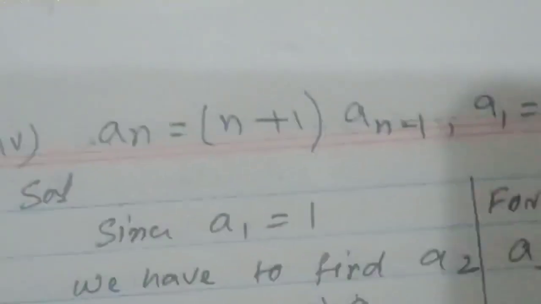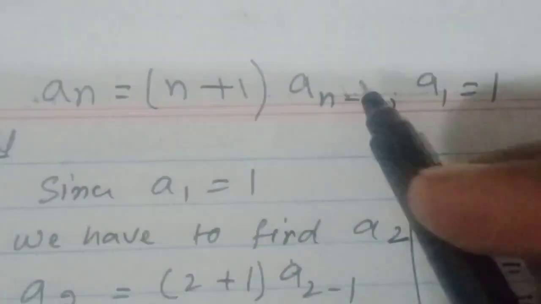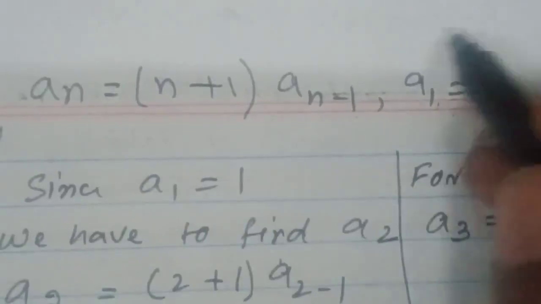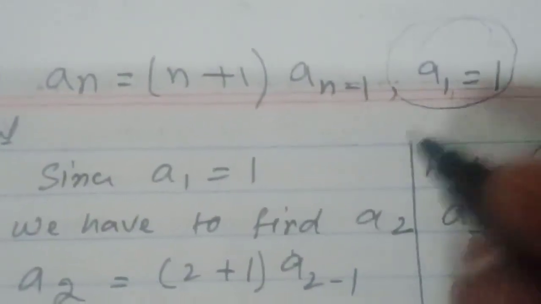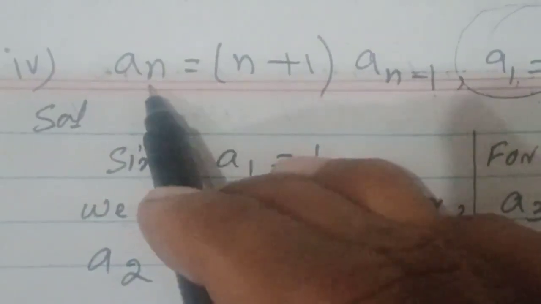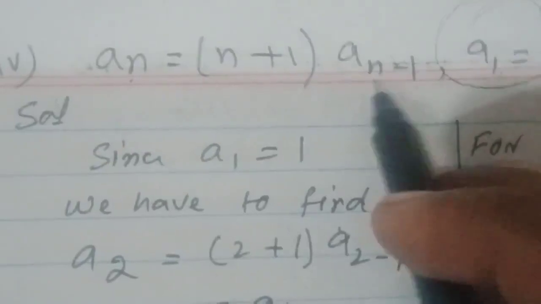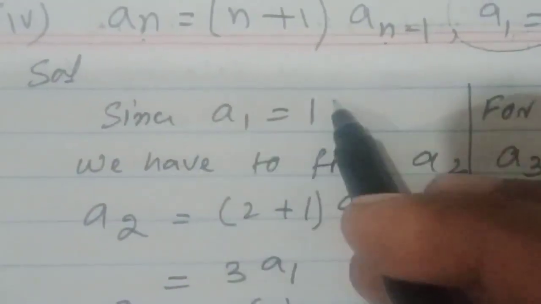Now this part is something different again. An is given as (n plus 1)(n minus 1), and a1 is given. So the first term has already been given, which means we simply have to find the second term. If you put a1 here, that gives 0, and a0 is not a term in the sequence. So a1 is given as 1. Now we have to find the second term.